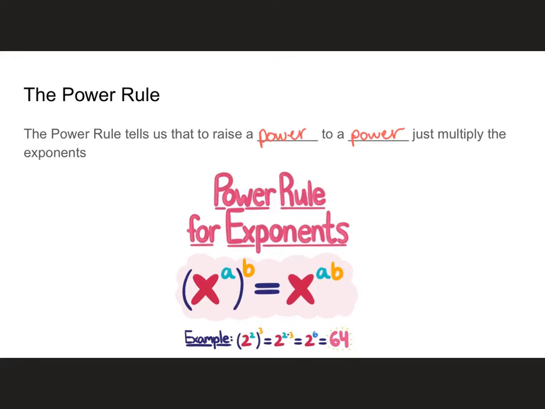So the power rule for exponents, again, I found that little graphic because I think it's cute and it explains it well. The general rule here, we have x to the power of a, the whole thing to the power of b, that's going to be x to the ab. And when you have two things next to each other with no spaces, that means to multiply. Down here, an example with numbers, 2 squared to the power of 3 is the same thing as 2 raised to the power of 2 times 3, which is 2 to the power of 6, and finally 64. So you're going to multiply the exponents together.